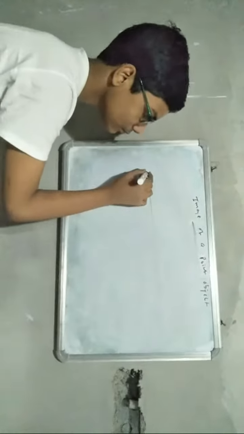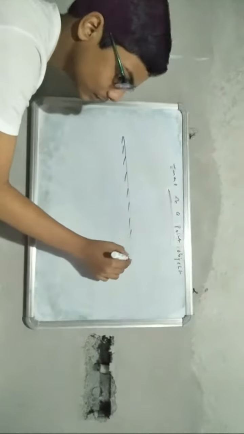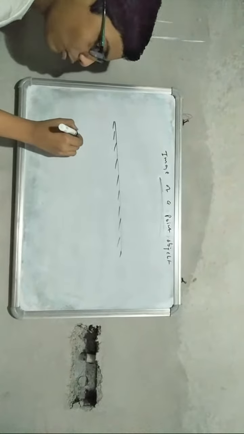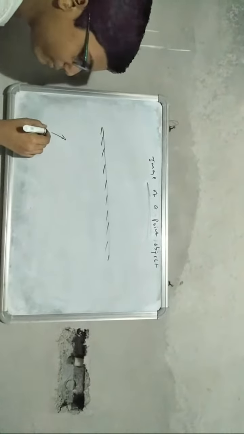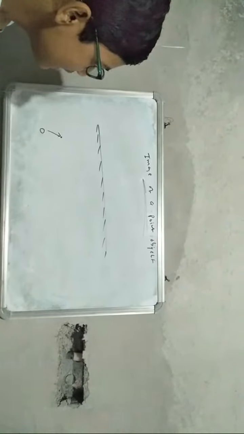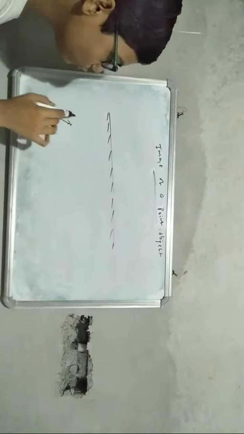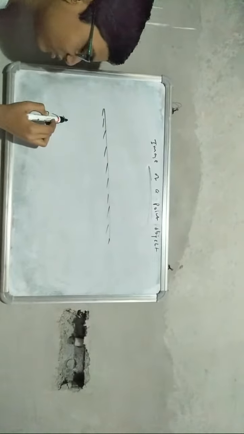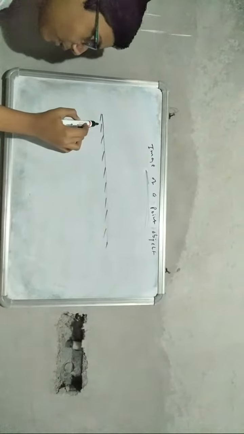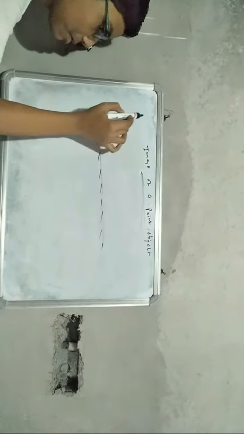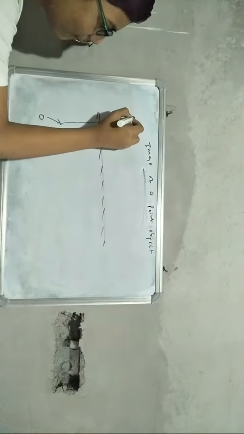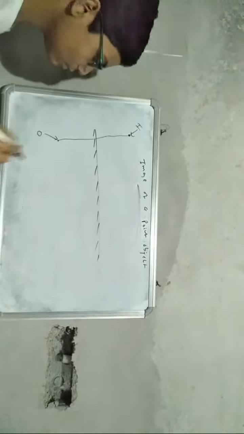If we give a mirror, now this is the object. I have denoted the object by O. You have to measure it with a scale and give an equal distance on the other side. Okay, from here I am making the image. This line is not important. This is the object and this is the image.